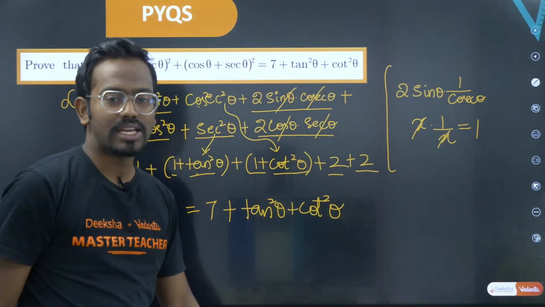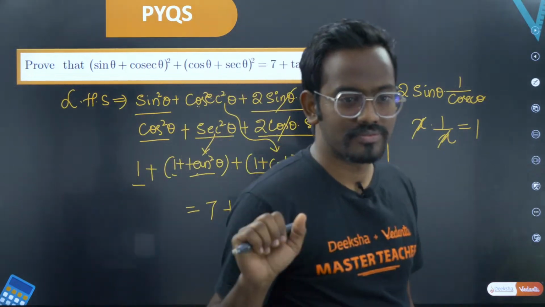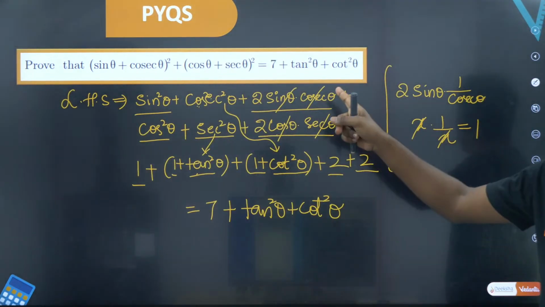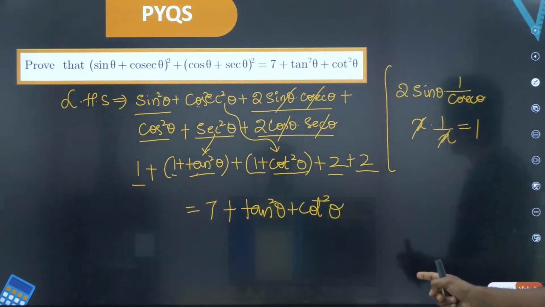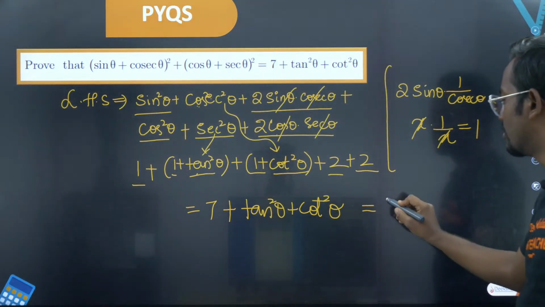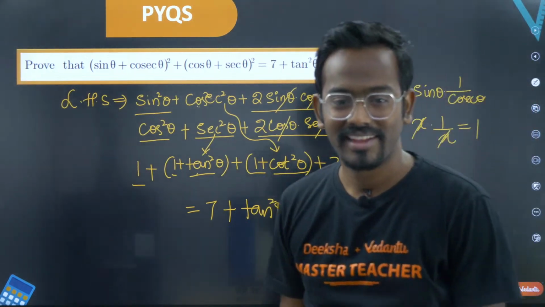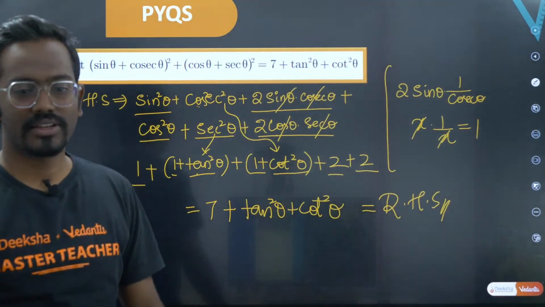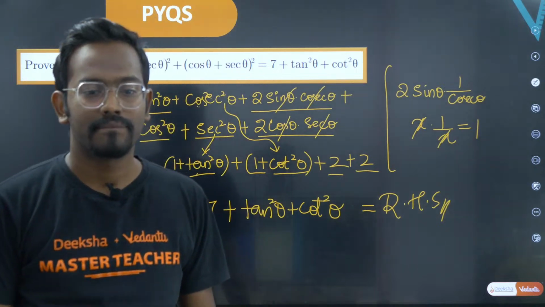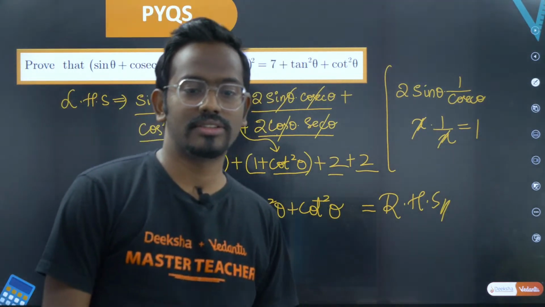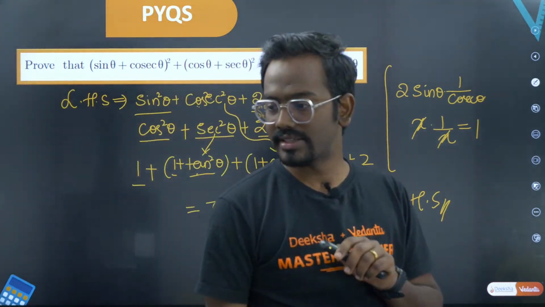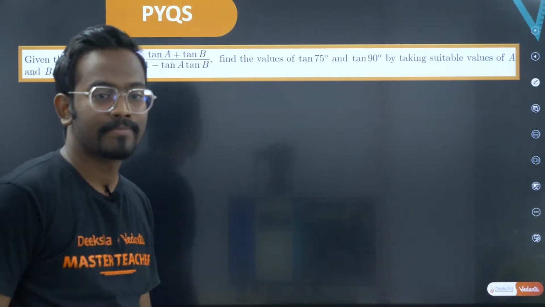I want you to respond in the chat. Sir, we understood, or a thumbs up, anything is fine. So we started with LHS, did some manipulations and ended up with RHS, and hence proved. Hope this is clear, everybody. Yes, Sudhir, Harshavardhan, Vishal. Hope this is clear. Yes, let's take up the next question.